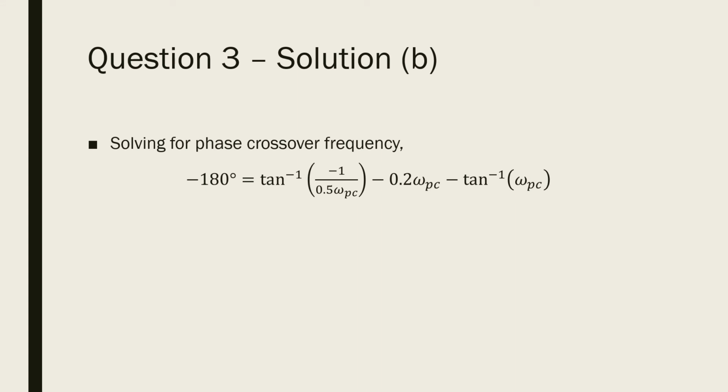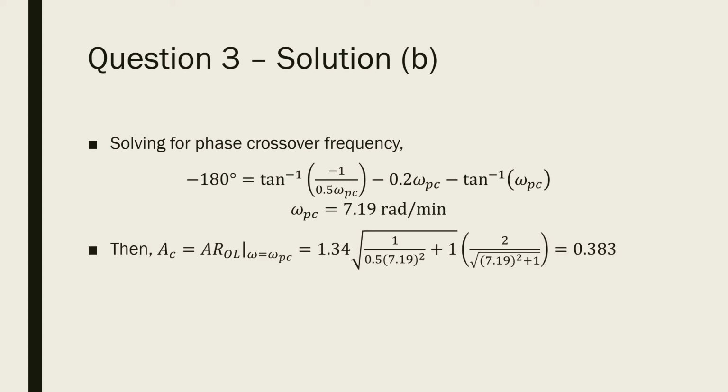Then, solving for phase crossover frequency by equating phase angle at omega pc to minus 180 degrees, we get the phase crossover frequency to be 7.19 radians per minute. Then, the closed loop gain is computed to be 0.383, and the gain margin is calculated as the reciprocal of the closed loop gain, which equals 2.61.